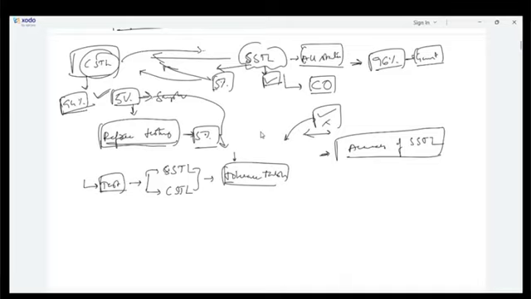Is that clear? If it is clear, please just give me a confirmation so that I can move forward.